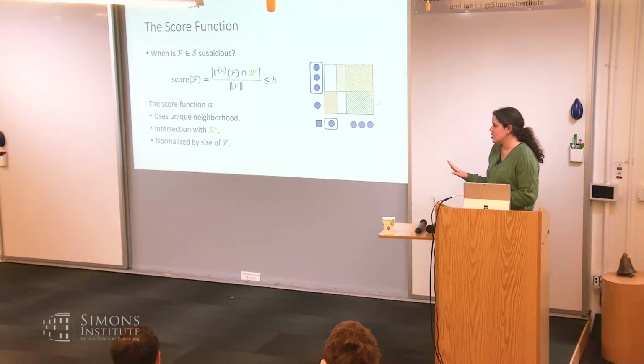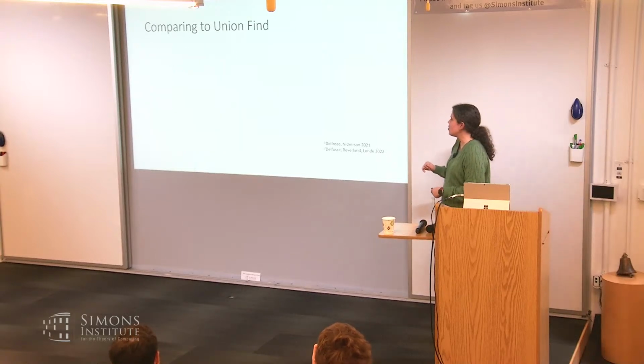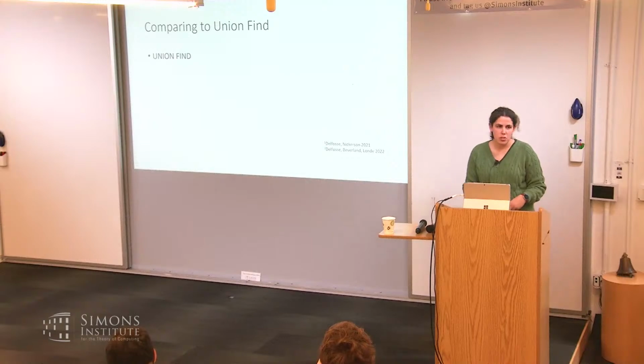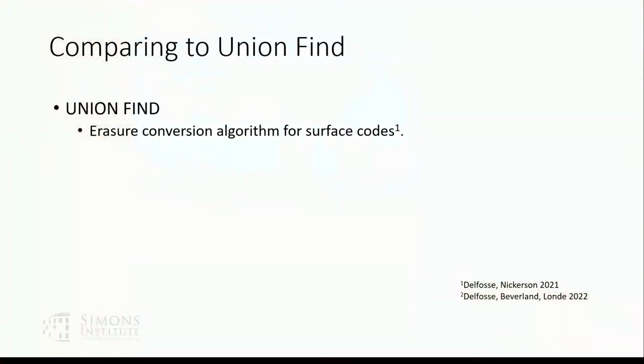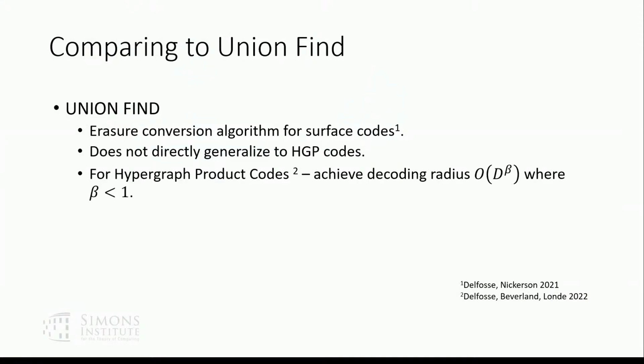Okay. So any more questions on the score? Okay, so I'm going to do some comparison with union find. The union find algorithm is for surface codes, which are different than the hypergraph product codes. It does not automatically generalize, but there is a work that generalizes this to the hypergraph product codes, and it does the same in the sense that it also converts errors to erasures. But for the hypergraph product code, it can only correct a sublinear number of errors.